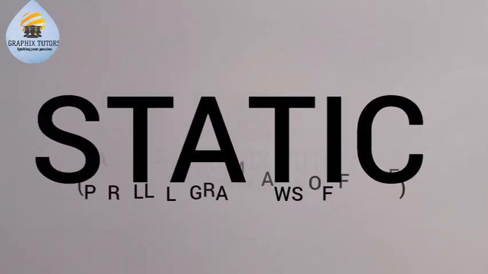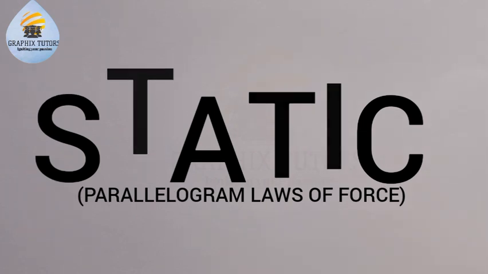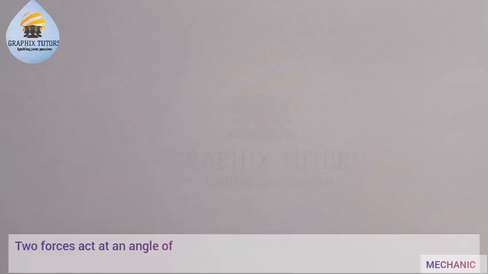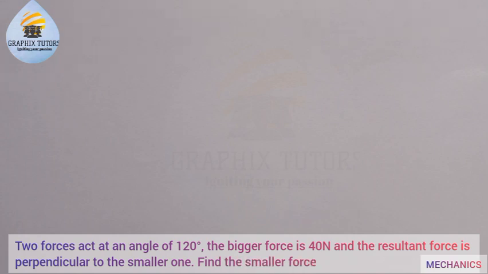In this video, we want to solve a problem involving the law of parallelogram. The question goes like this: two forces act at an angle of 120 degrees. The bigger force is 40 Newton and the resultant force is perpendicular to the smaller one. Find the smaller force.